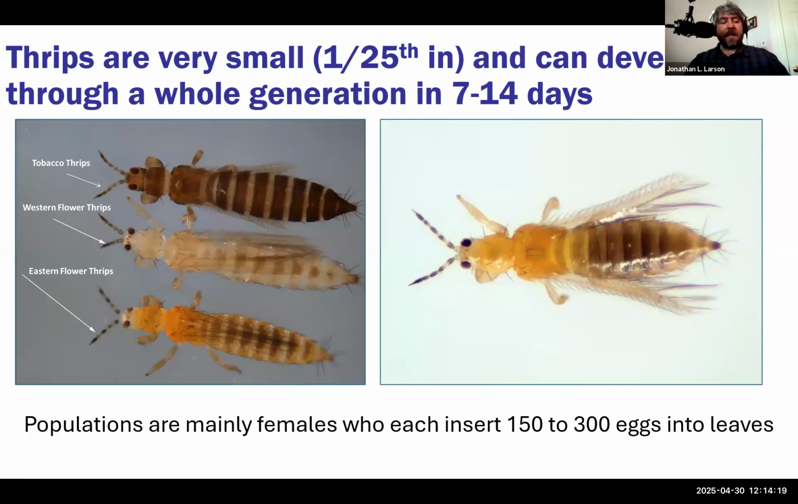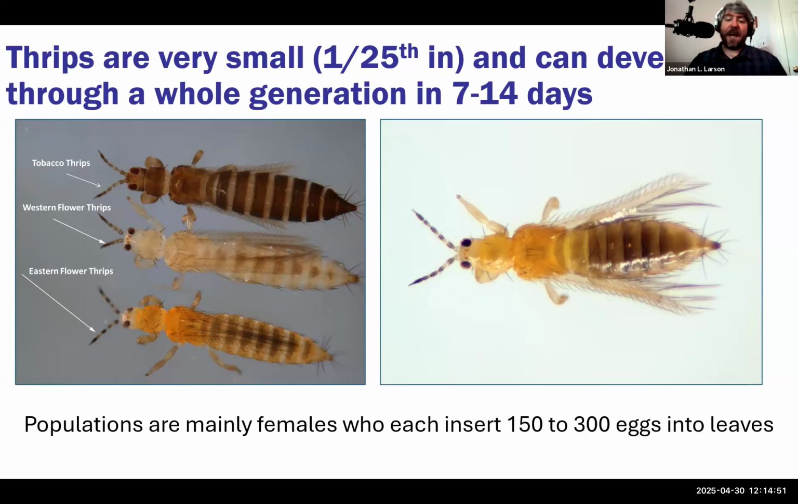I'll round out some of our pest problems with thrips. Thrips are very small, about 1/25th of an inch in length. They can develop through a whole generation again in about a week if they're given the right temperatures. There are multiple species that we deal with: tobacco, western flower thrips, eastern flower thrips. Depending on what you've grown in the tunnel before or after the tomatoes, that may impact which thrips you end up dealing with. Thrips is both the singular and plural, just to make that clear.